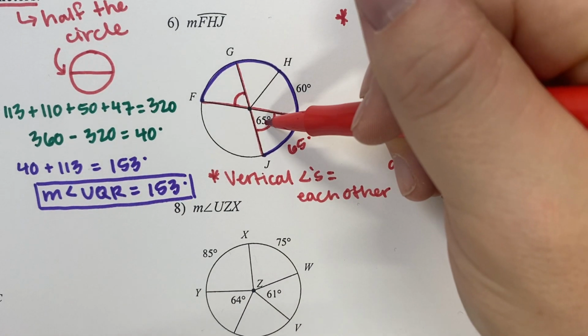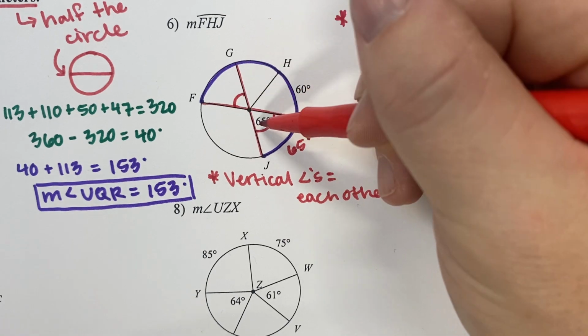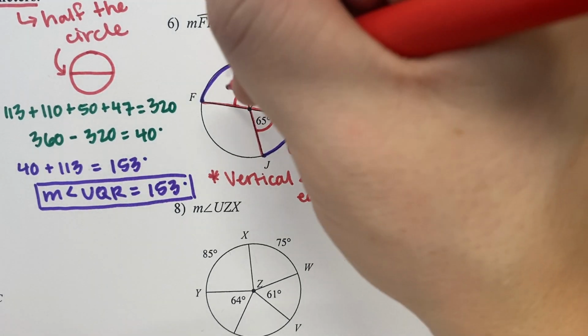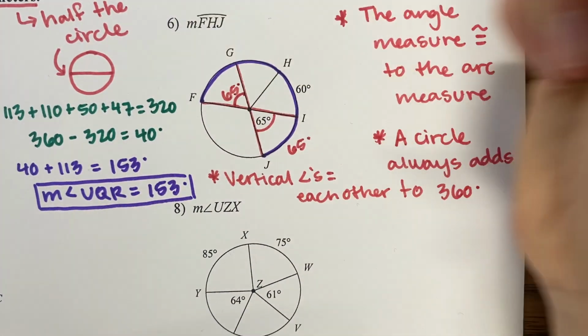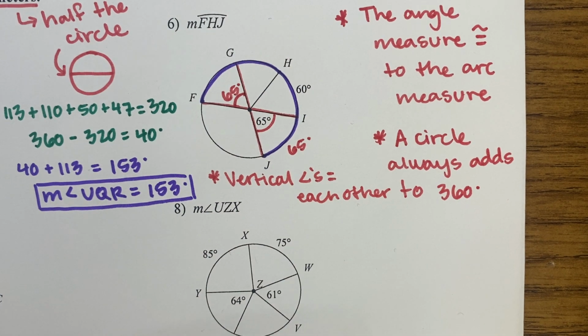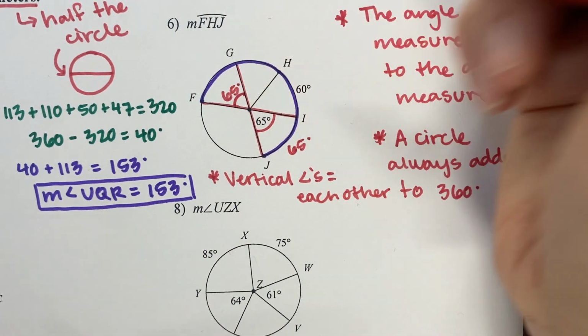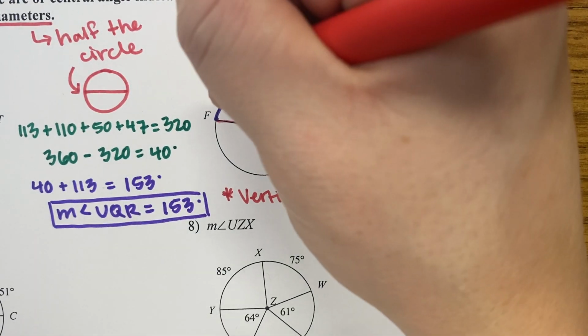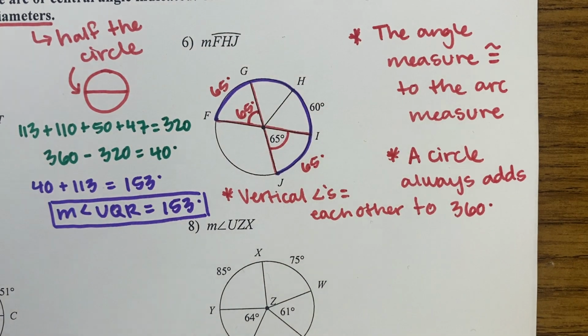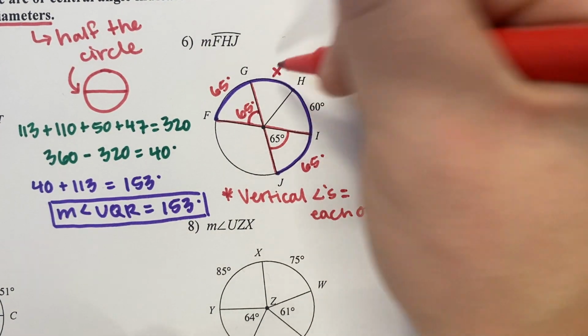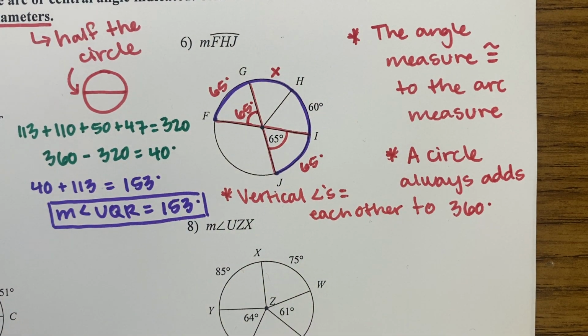Okay, meaning this angle and that angle, they're vertical angles, they're across from each other, they equal each other. So if that's 65, that's also 65. Okay, and if that angle is 65, we know that arc is 65. Okay, alrighty, so now all we're really missing is this piece of our arc right there.